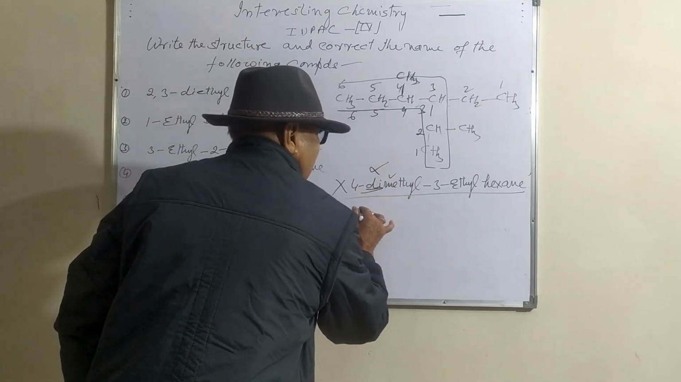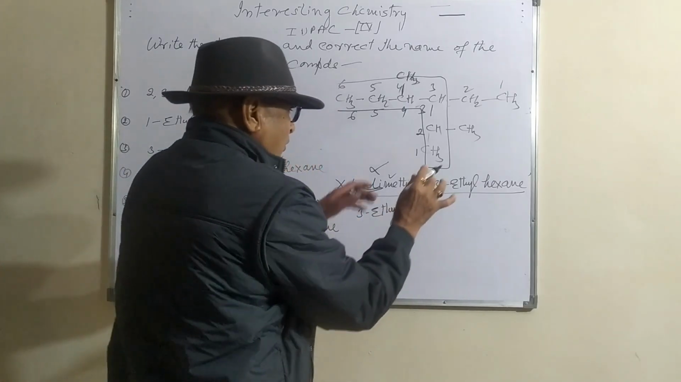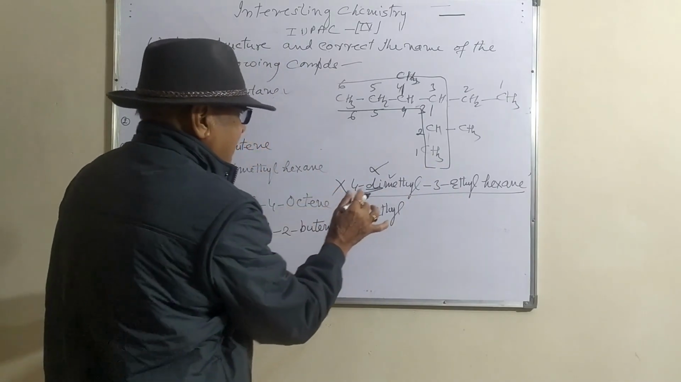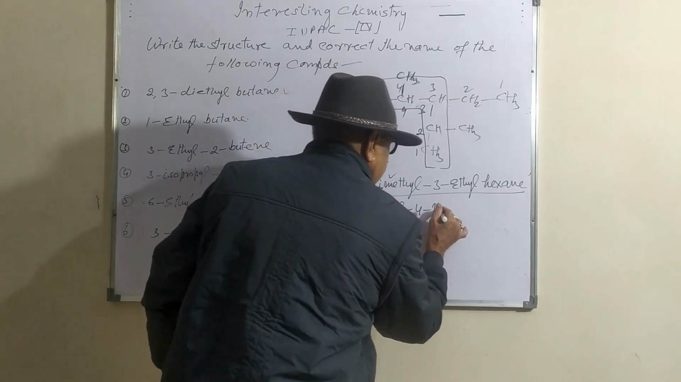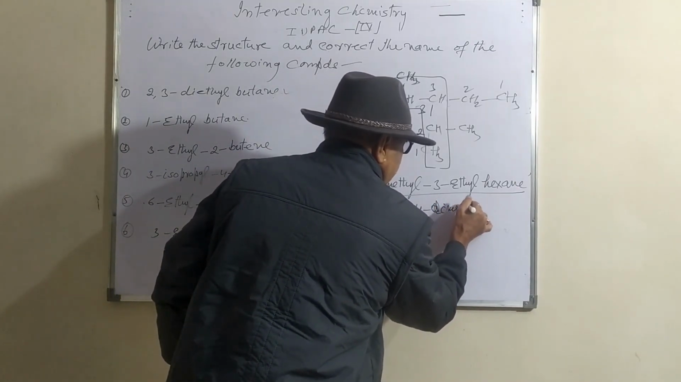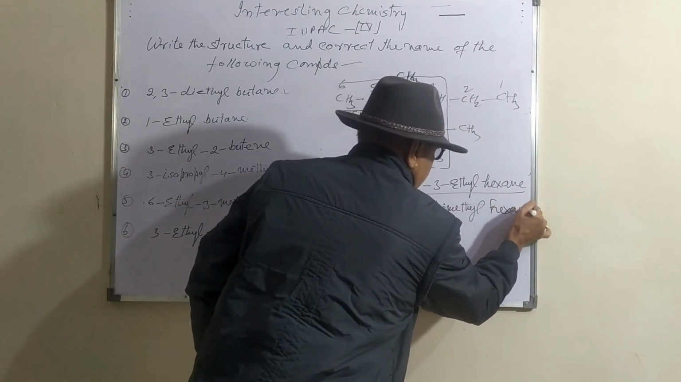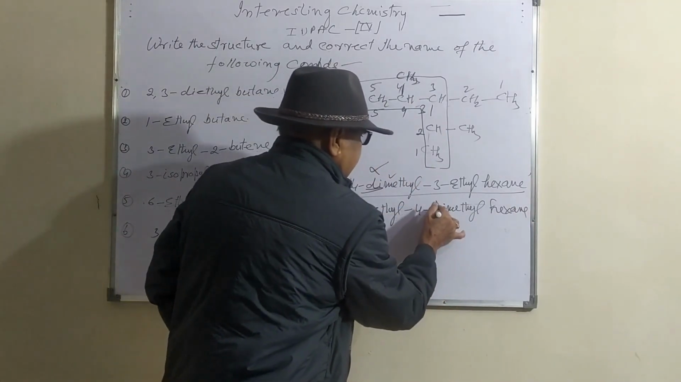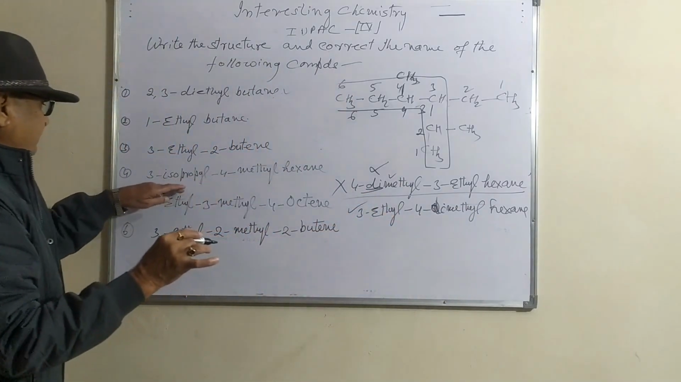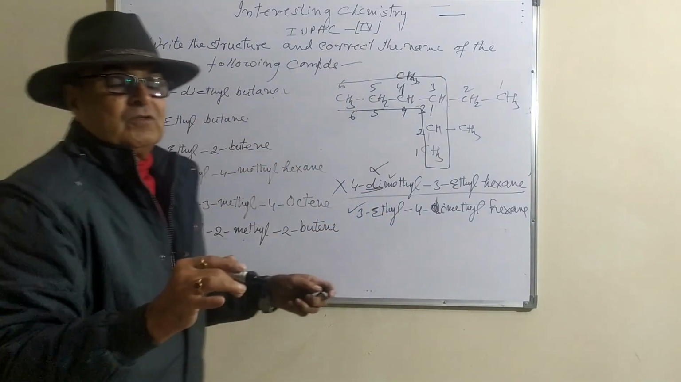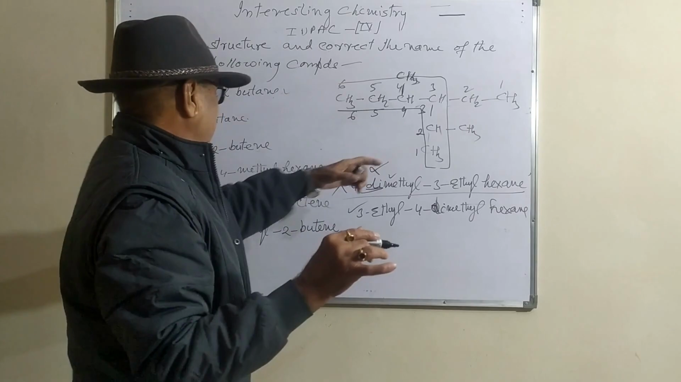So the correct name will be 3-ethyl. You should write all the prefixes in alphabetical order. 3-ethyl, 4-dimethyl hexane. This will be the correct name of this compound. So I think you understood all these problems.